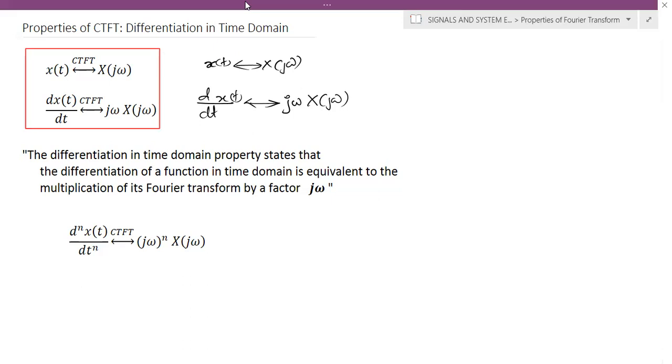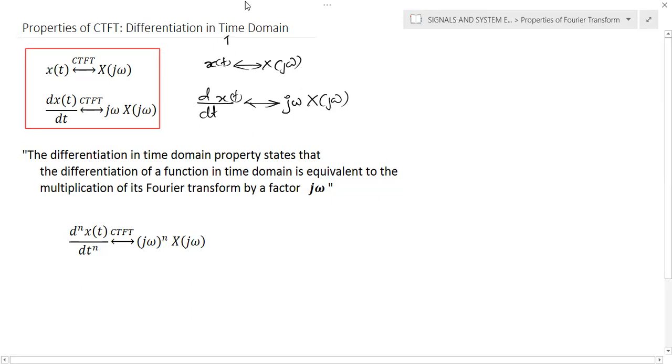It's very important. It's a time domain differentiation property, because next we will discuss frequency domain differentiation. So here it is d by dt, and later we will discuss d by d omega. Okay. And the time domain differentiation property says that differentiation of a function in time domain is equivalent to the multiplication of its Fourier transform by a factor of j omega.